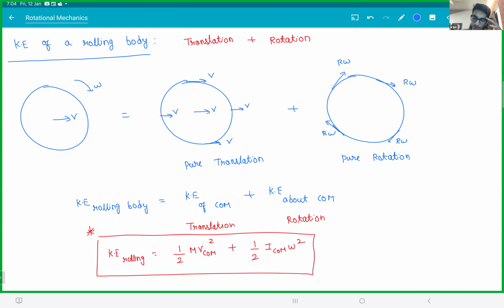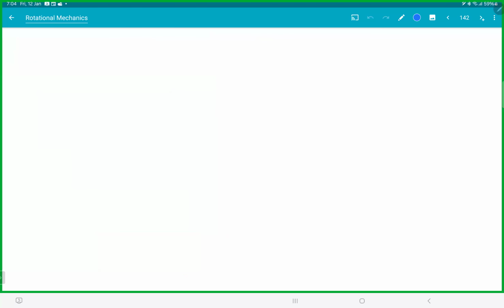The ICOM is just the moment of inertia of the body, right? Moment of inertia about center of mass. There is nothing like moment of inertia of a body. Yeah, right. Because depending on axis, it can change, isn't it? Yeah. Now, if you go a little further, right?